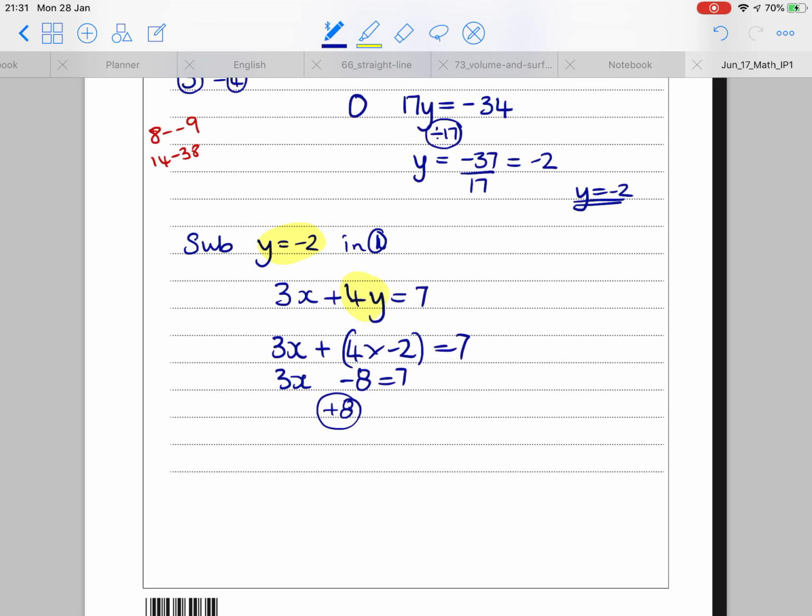Adding 8 to both sides, 3x must equal 15. Dividing both sides by 3, x equals 15 shared by 3, which is 5. So x equals 5.